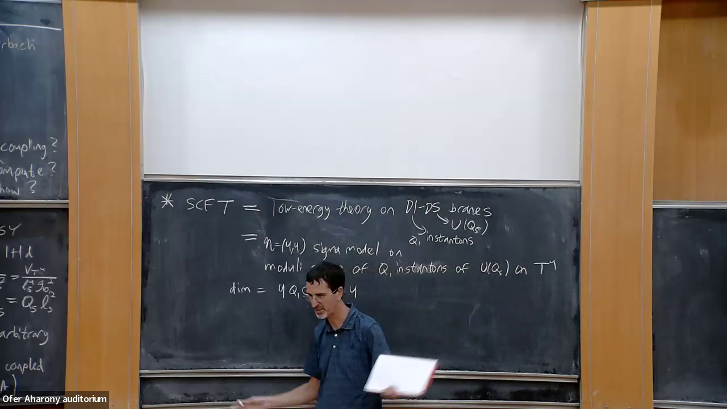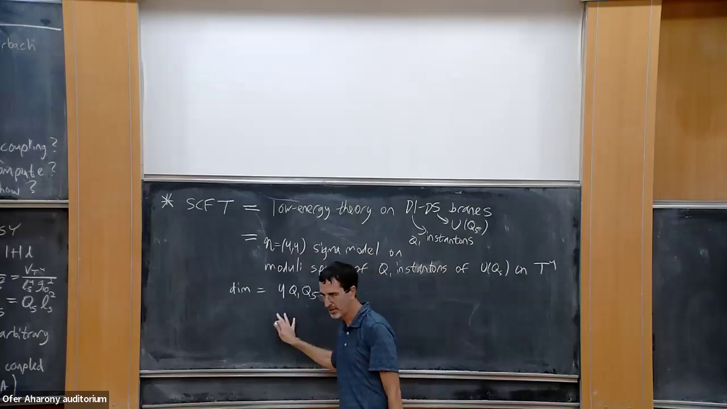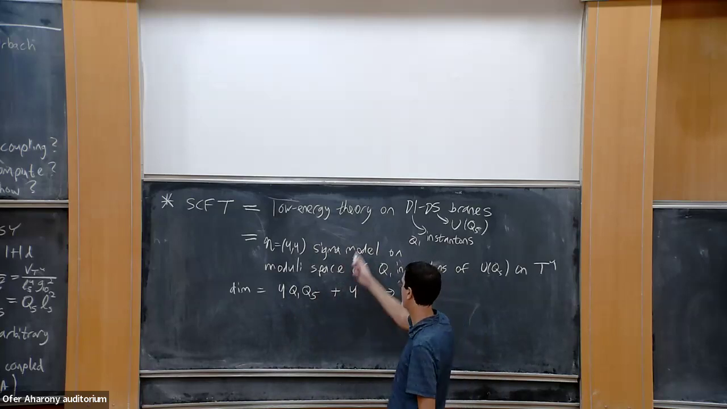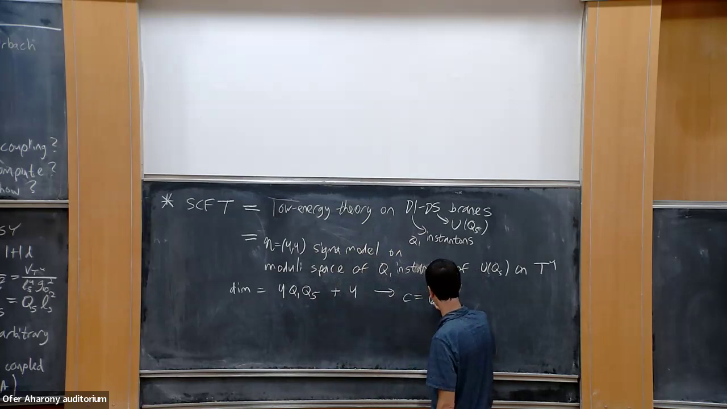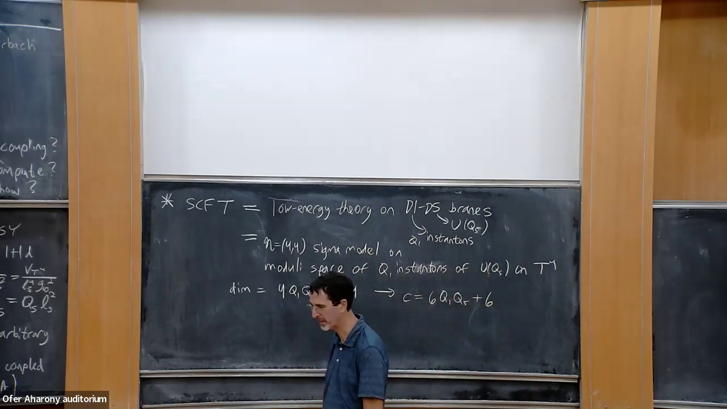So those Wilson lines just commute with the SU(Q5), so they essentially don't talk to the instantons. So we have 4 additional moduli just coming from these U(1) Wilson lines. So the total dimension of the moduli space is 4Q1Q5 plus 4. And that means that the central charge of the sigma model, again, there's enough supersymmetry here to ensure that nothing is renormalized. So the central charge of this superconformal field theory is 6Q1Q5 plus 6.